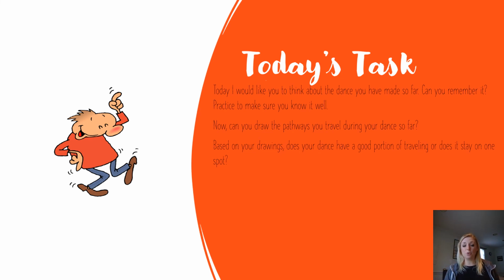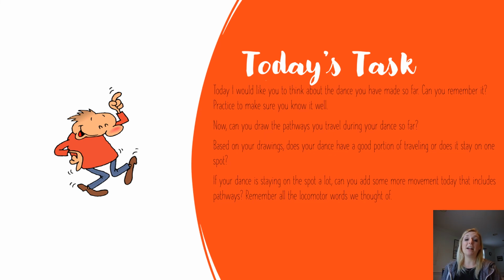Can you check, based on your drawings, evaluate whether your dance has a good portion of travelling locomotor movements, or does it stay on one spot a lot? If your dance is staying on the spot a lot, can you now add some more movement today that includes pathways? Think of all those locomotor or travelling movements that we thought of, where your body's going to face. Do you want to make a circle, a diagonal, a zigzag, a straight line? There's so many opportunities and chances and things you can experiment with there to make it really cool. But just make sure that your dance isn't too static, which means it stays on the spot too much.